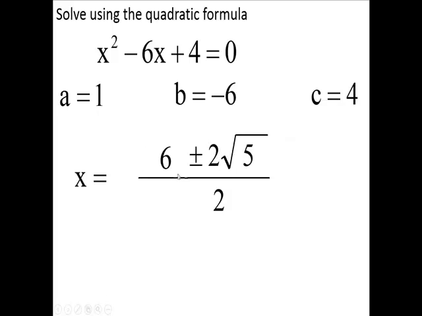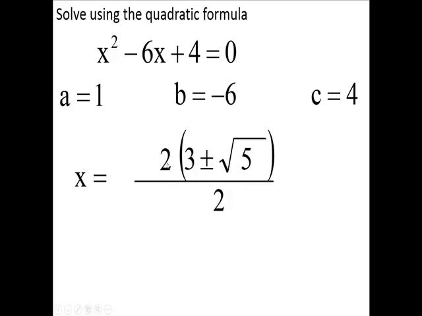Then we can factor a 2 out of both of these, can't we? Factor a 2 out. 2 times 3 is 6, and the 2 comes out of here. So I'm left with 3 plus or minus. The 2 comes out. Here's your 2. Okay? And then this 2 and these two 2's cancel, don't they? So you're left with 3 plus or minus the square root of 5.